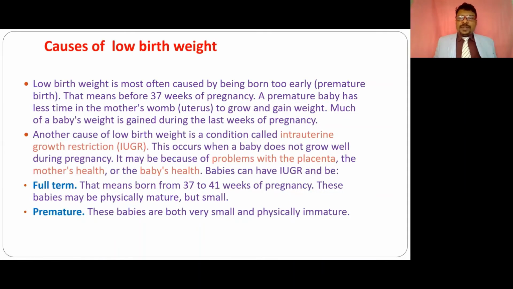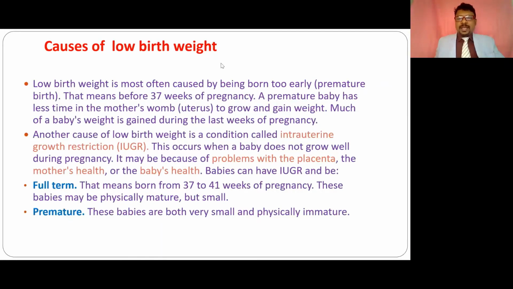So what are the causes of low birth weight? Many reasons are there. Low birth weight is most often caused by being born too early, that means premature. Normally the mother delivers at the ninth month, after full term. But because of other complications faced by the mother or baby, sometimes there may be a chance of premature delivery, that means delivery before 37 weeks.